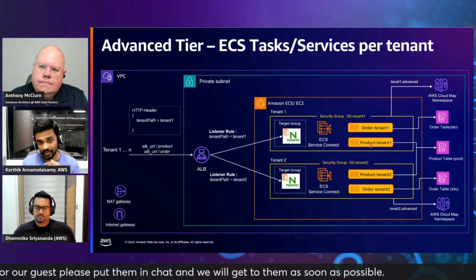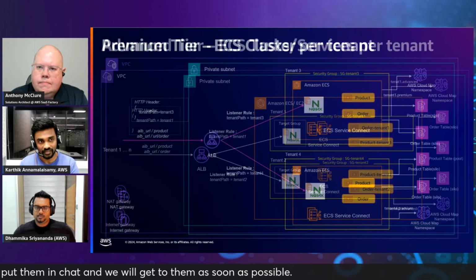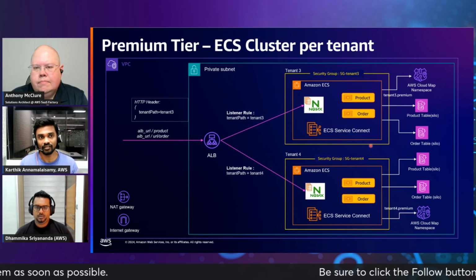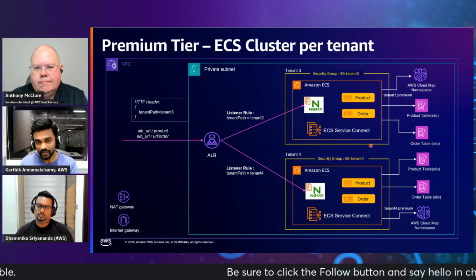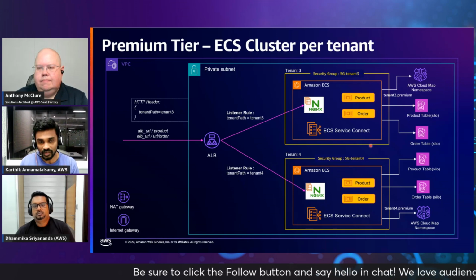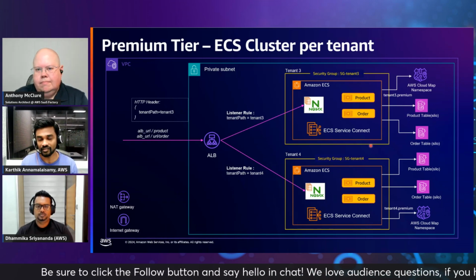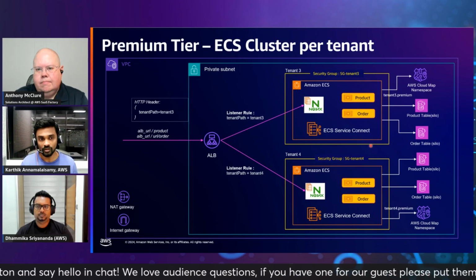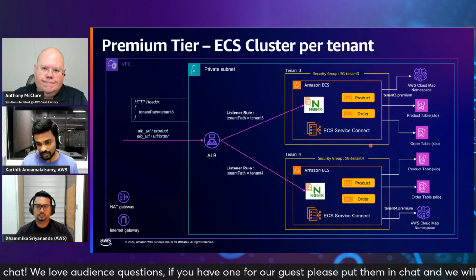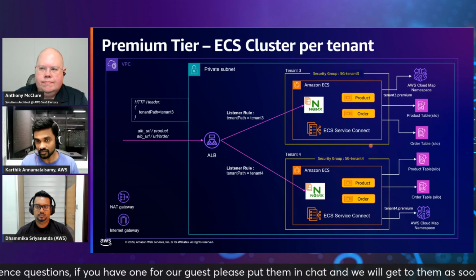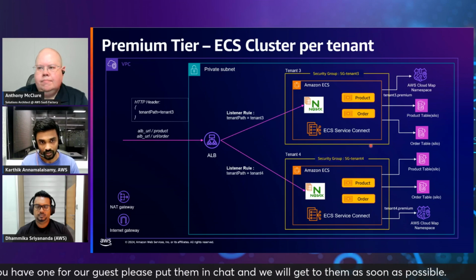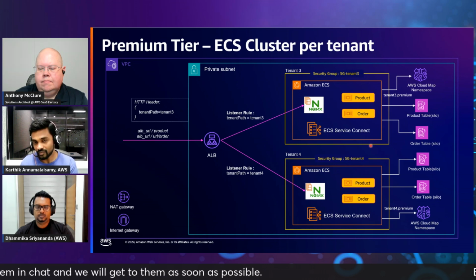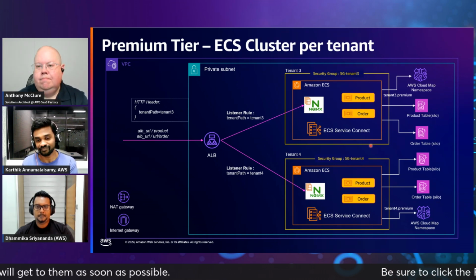Moving on to the next deployment model, the premium tier. Architecturally, the components between the advanced tier and the premium tier remain the same. The only difference is that it's completely deployed in a separate cluster, which means that the underlying EC2 resources are also not shared. So these are the three reference solutions, based on the tiers, which we are recommending as part of the AWS SaaS ECS reference architecture.